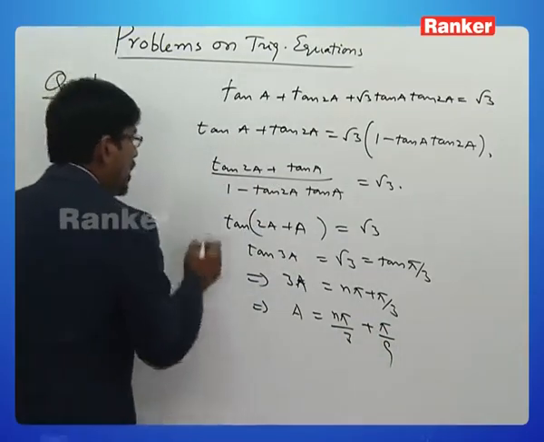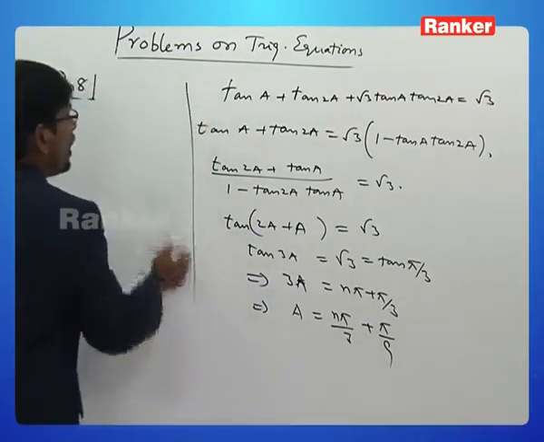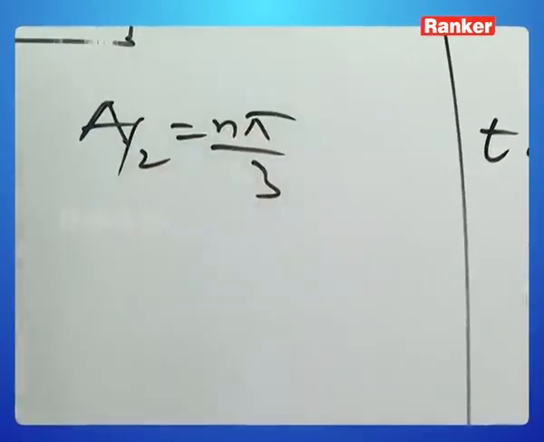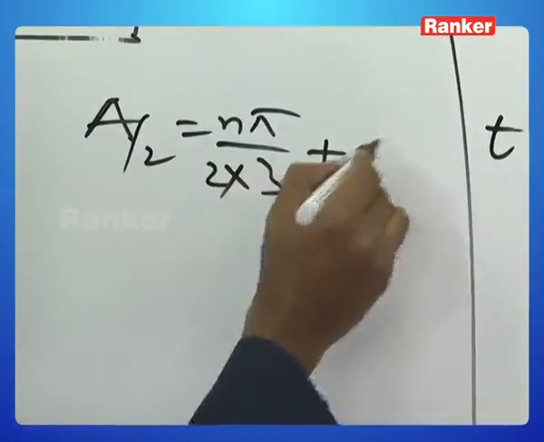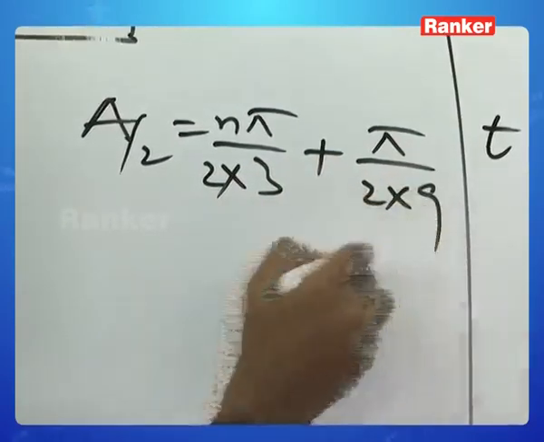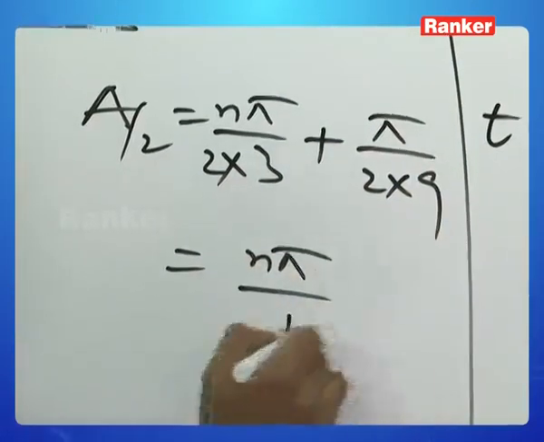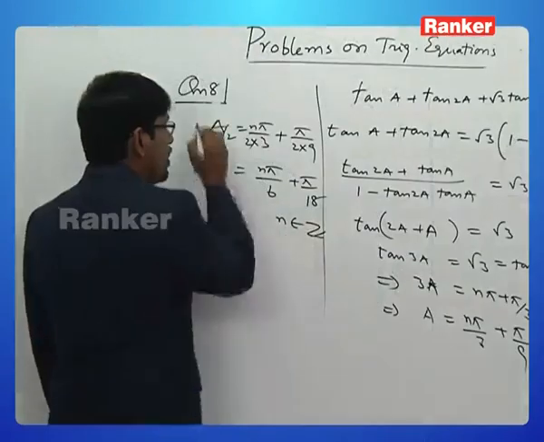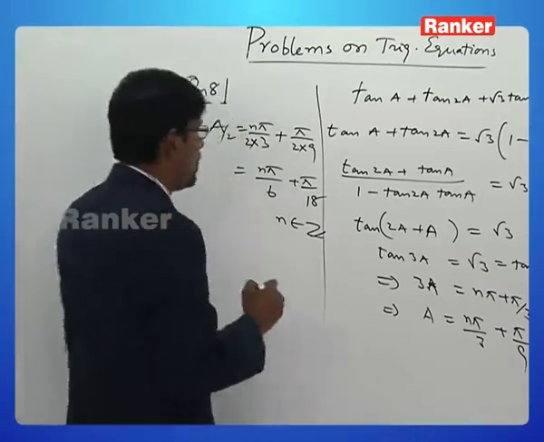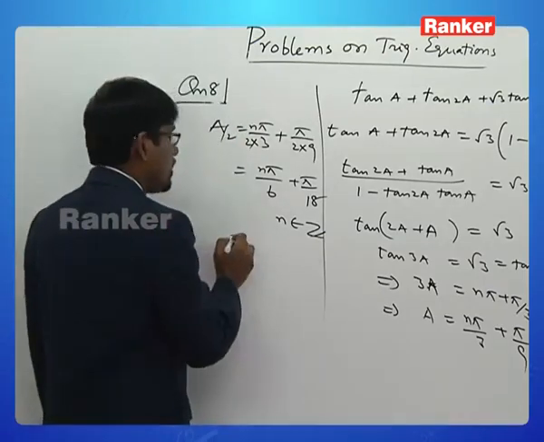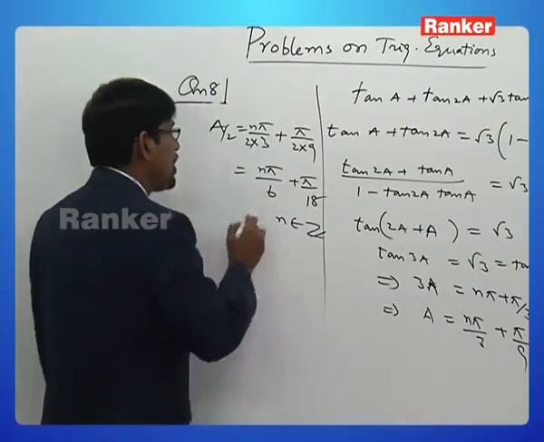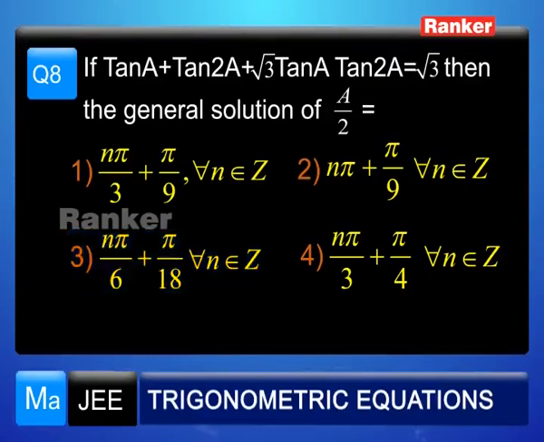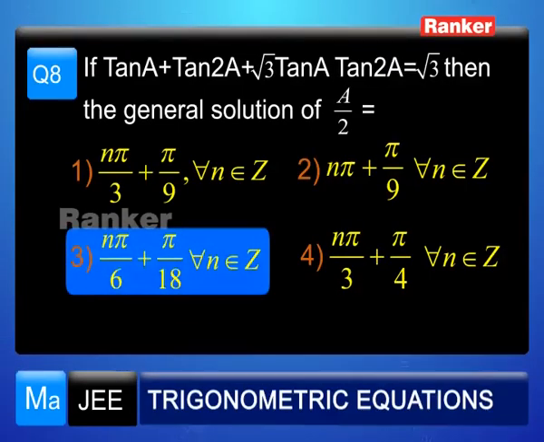But we are interested in a by 2 value. So a by 2 value will be n pi by 3 by 2, plus pi by 2 into 9. That is n pi by 6 plus pi by 18, n any integer. So clearly the general solution of a by 2 is n pi by 6 plus pi by 18. Option 3 is the right answer.